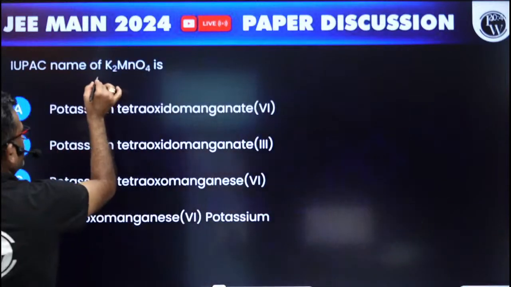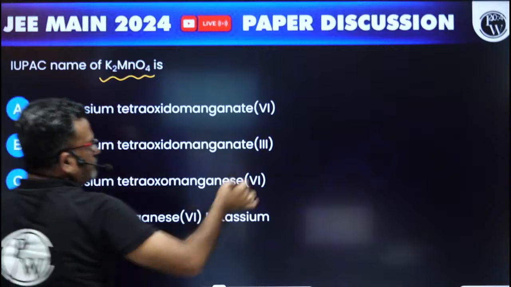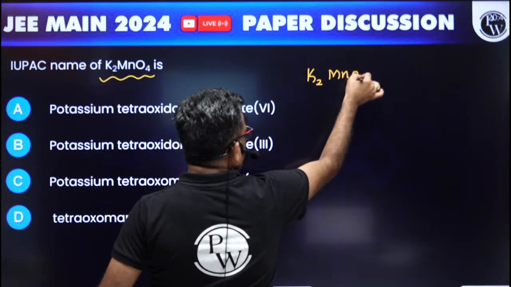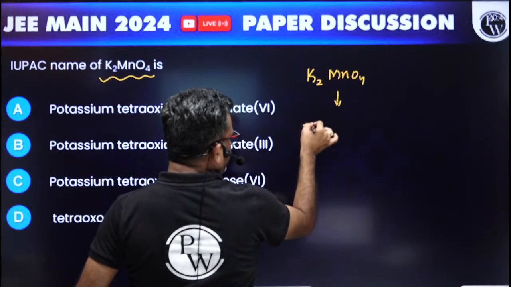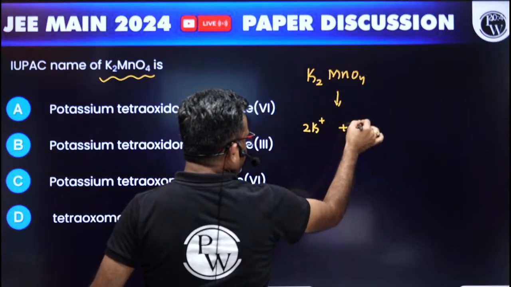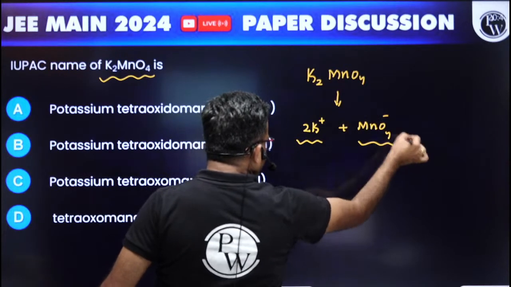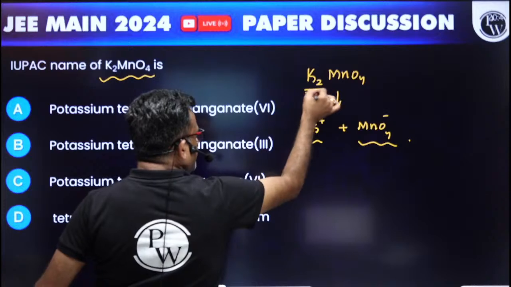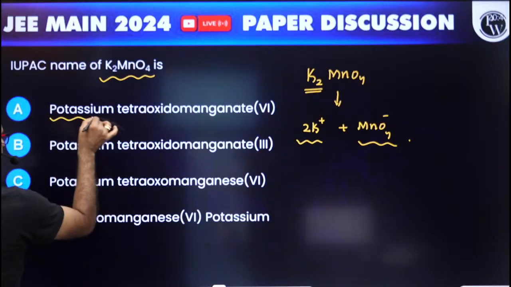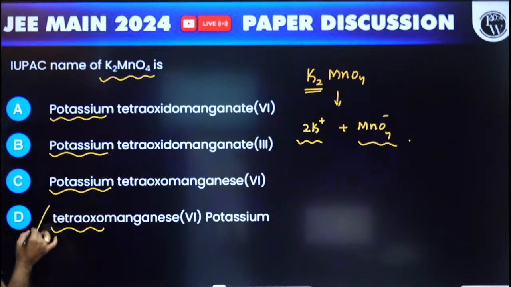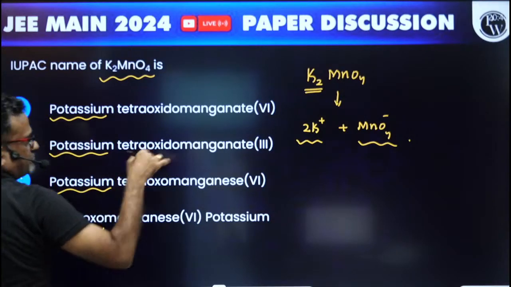IUPAC name of K2MnO4. So if you ionize this, what are you going to get? You're going to get 2K+ and MnO4 2-. So this is the positive part and this is the negative part. First you have to name the positive part. You have to start with potassium. Potassium. After that, what?